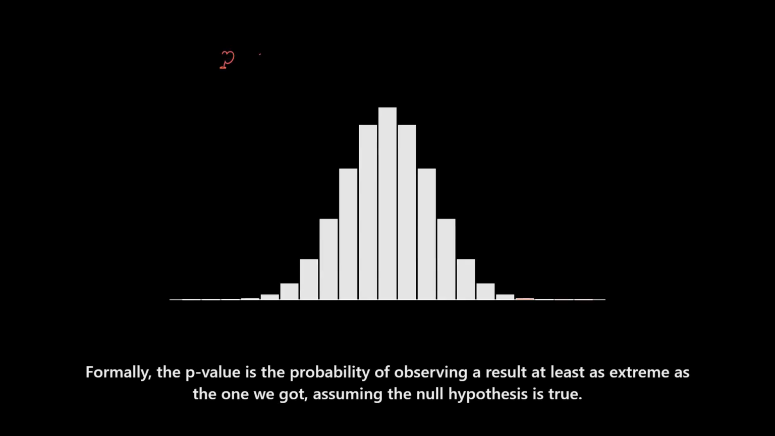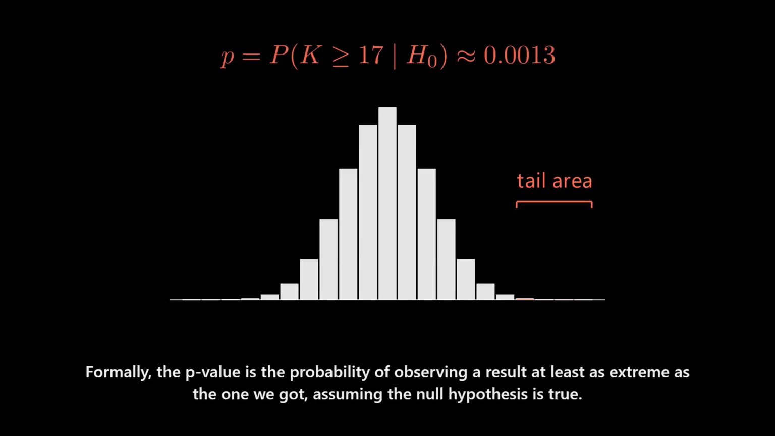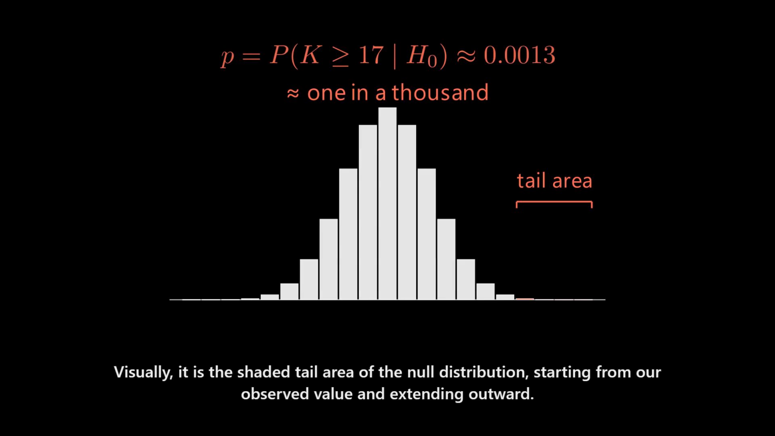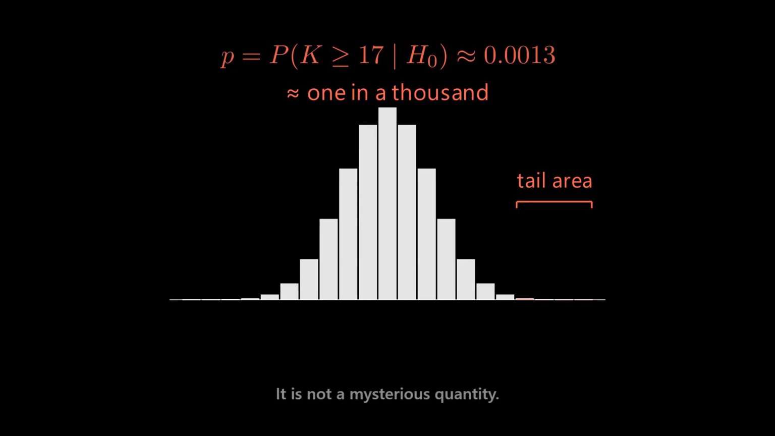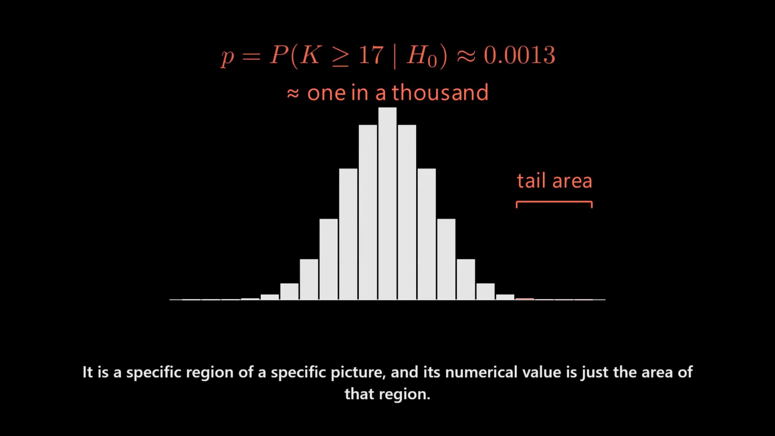Formally, the p-value is the probability of observing a result at least as extreme as the one we got, assuming the null hypothesis is true. Visually, it is the shaded tail area of the null distribution, starting from our observed value and extending outward. For 17 heads under a fair coin, that area is about 1 in 1,000. It is not a mysterious quantity. It is a specific region of a specific picture, and its numerical value is just the area of that region.